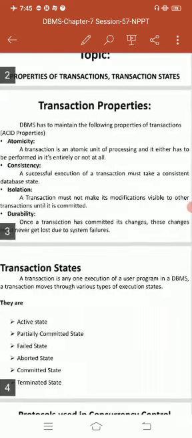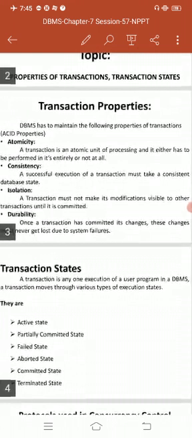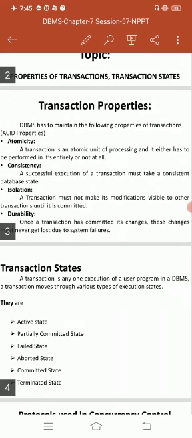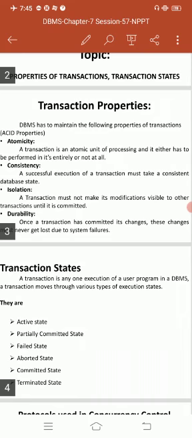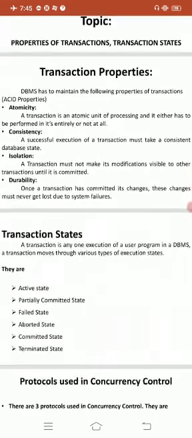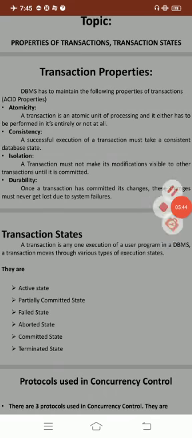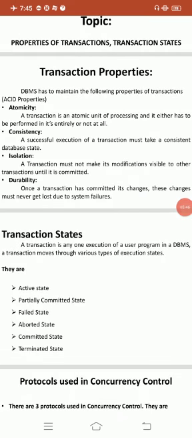So these are the desirable properties of a transaction. This is called ACID. So one is atomicity. What is meant by atomicity? A transaction is an atomic unit of processing, and it either has to be performed in its entirety or not at all.